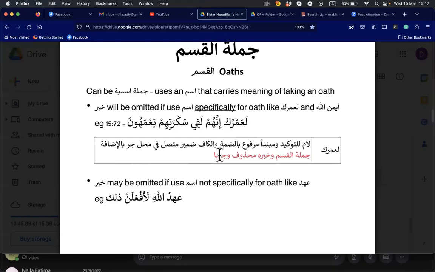Yes, it's another example. It's not in the Quran also. This is another word that's used in the Arabic language. This one, the khabar is not wajib to be omitted, but it may be omitted. So this is just additional info. The one that is important is this one, that we only have one in the Quran.